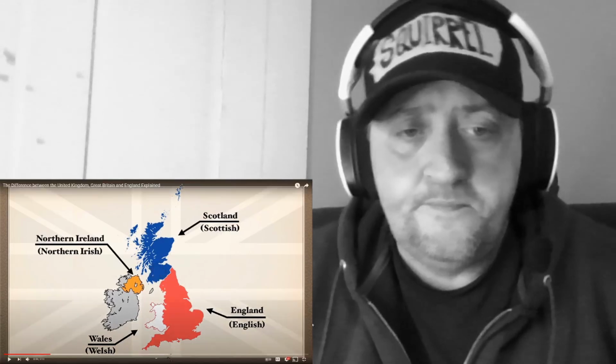To the north is Scotland, shown in blue, and to the west is Wales, shown in white. And, often forgotten even by those who live in the United Kingdom, is Northern Ireland, shown in orange. Each country has a local term for the population. While you can call them all British, it's not recommended as the 4 countries generally don't.